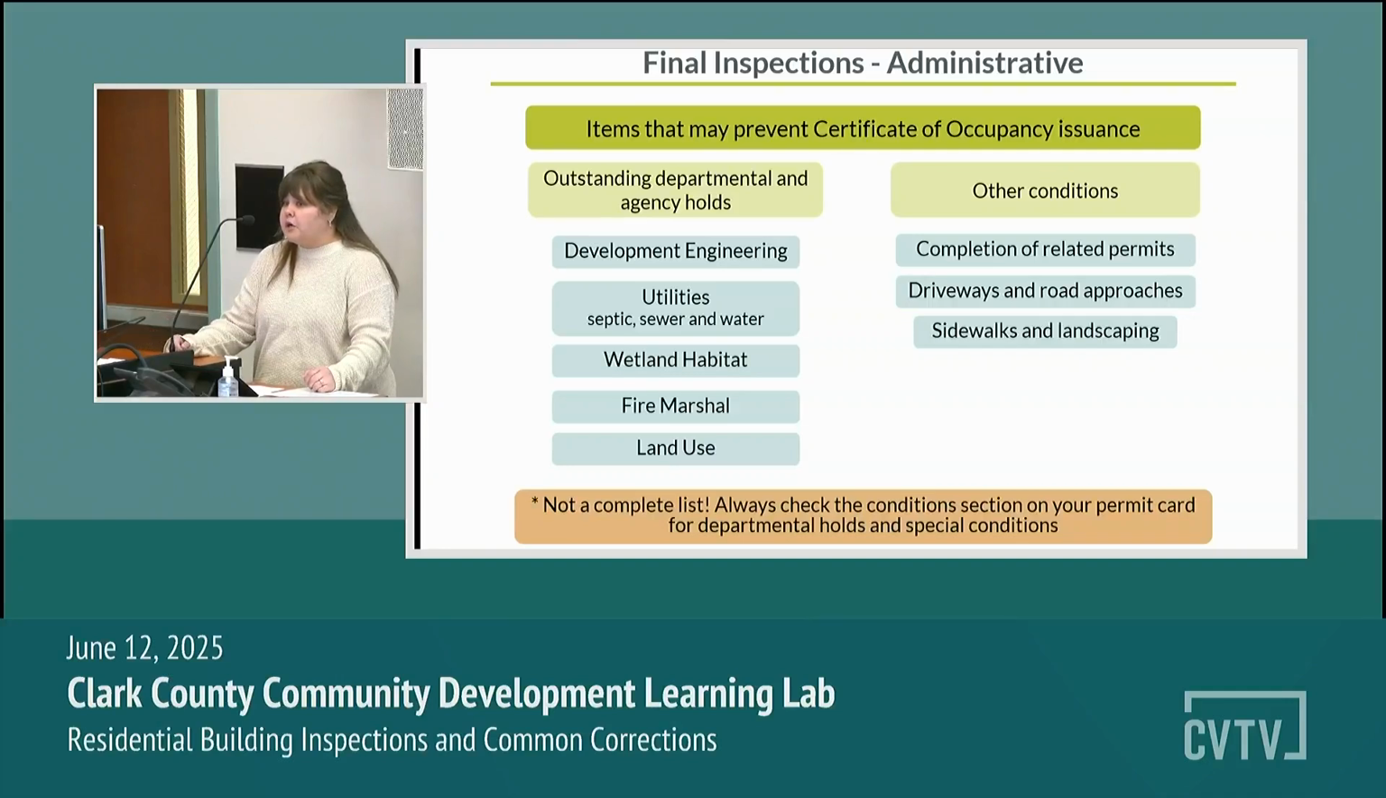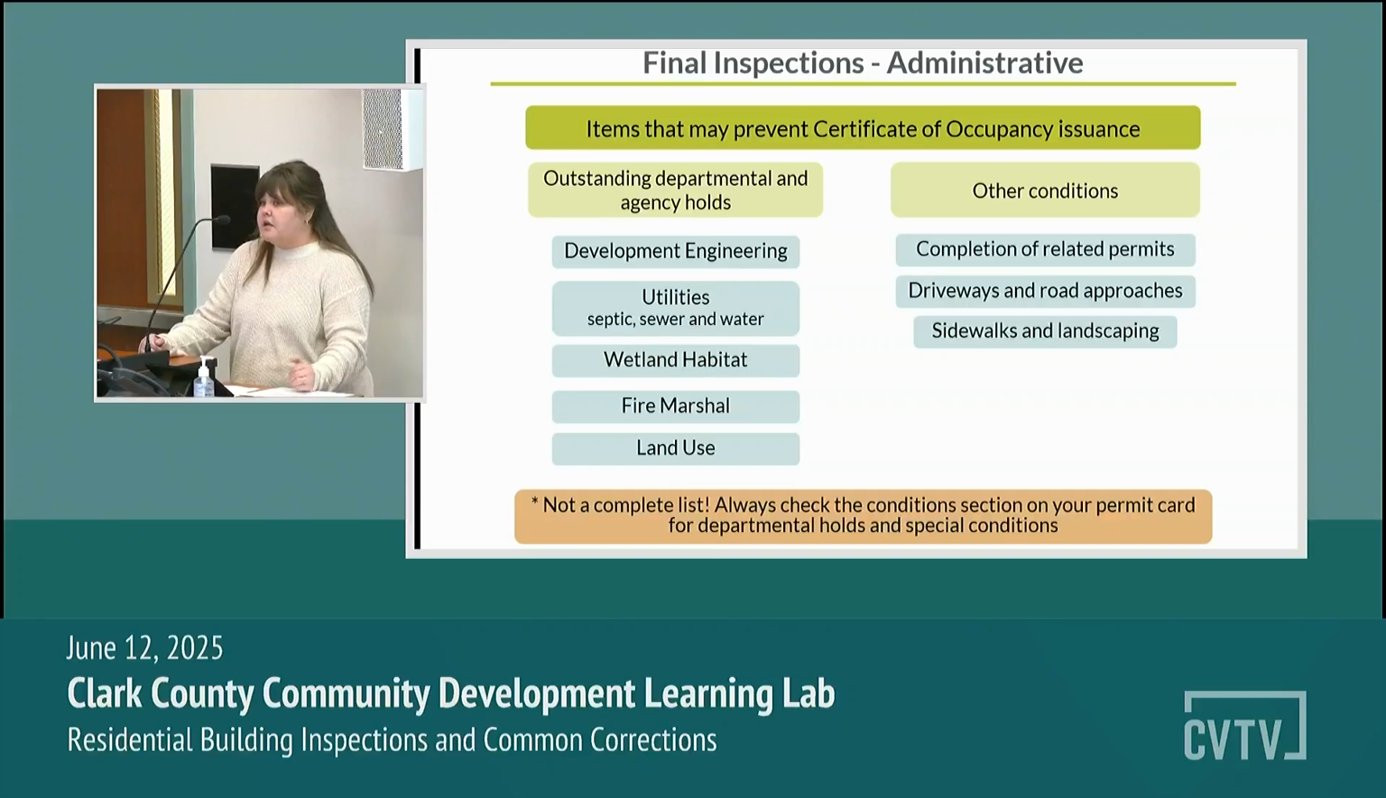Completion of other related permits. If you're building a new house that's replacing an existing home on the property, oftentimes there's a requirement for that old home to be demolished. That demo permit needs to be completed prior to the certificate of occupancy issuance. There could also be driveway or road approach requirements that need to be completed. Sometimes there's sidewalk or landscaping requirements. Got to make sure you have your trees planted, things like that. This isn't a complete list, so again, make sure that you check the conditions section on your permit card, and you can also find that information in the LMS permitting system as well.